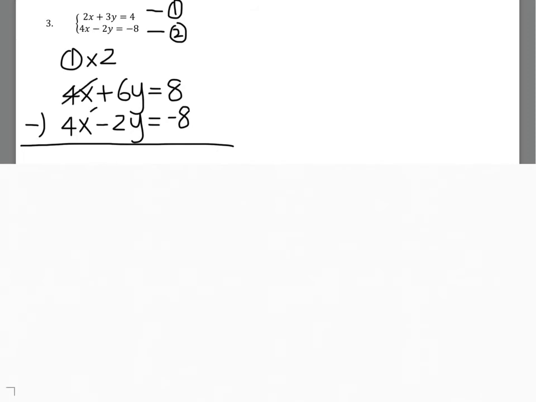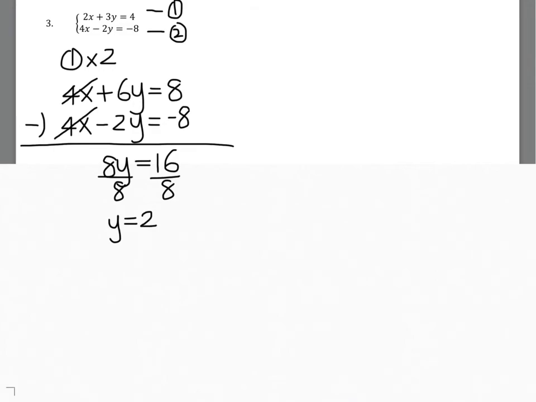4x minus 4x, so it becomes 0x. 6y minus negative 2y. So you are subtracting negative 2. 8 minus negative 8. Now, again, we eliminate the variable x. We are down to the variable y. Now we divide both sides by 8. So 8y divided by 8, I have 1y. 16 divided by 8, that's 2.